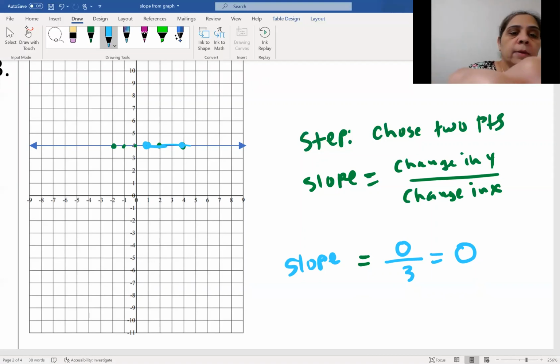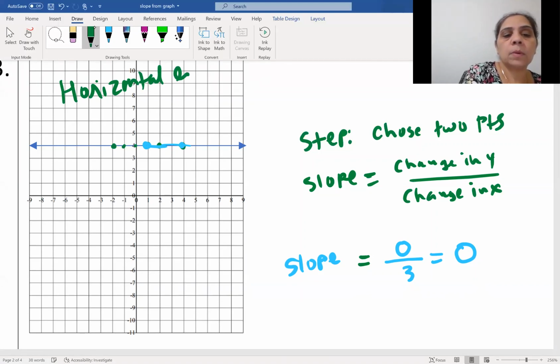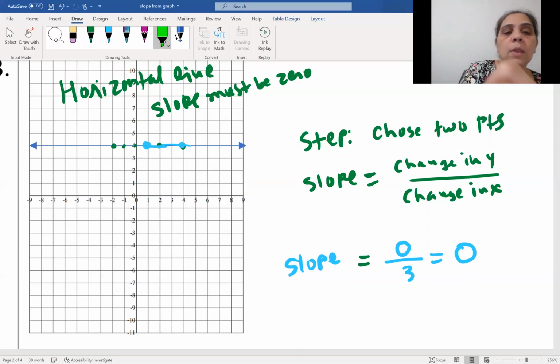So you will check any horizontal line, right? Horizontal line, slope must be 0. Slope must be 0.